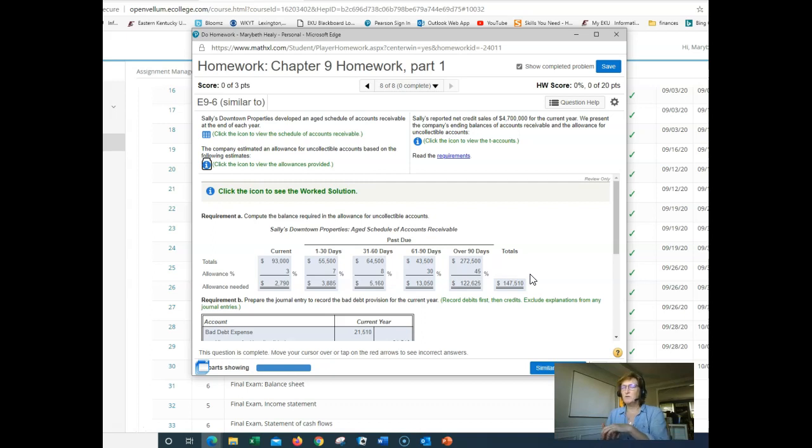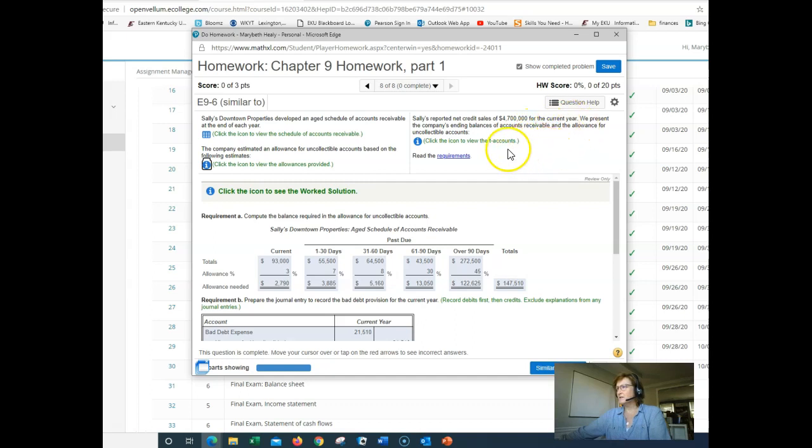So we're acknowledging that we're not going to get the money, but we're not writing off their customer account yet. And when we finally have evidence that a certain customer is not going to pay, then we do an actual write-off. Okay? So here what they're telling us is the net credit sales for this company.